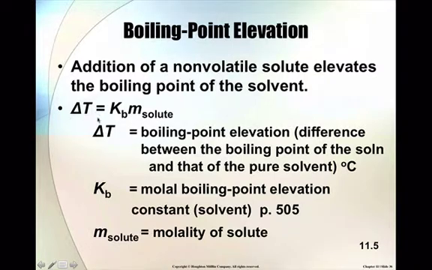Here's the equation that we can use to figure out that change in temperature from the boiling point. So delta T, and then Kb is a constant. You're going to look it up. It's on page 505 in your book. There's a table, table 11.5, and you can look it up for all the different solvers that we're going to use. Of course, the most common one's going to be water. And then the little m is the molality of the solute. So the solute is what we're adding to the solvent. And the molality, remember, is moles of your solute per kilogram of your solvent. So those are the three parts to the boiling point elevation calculation.